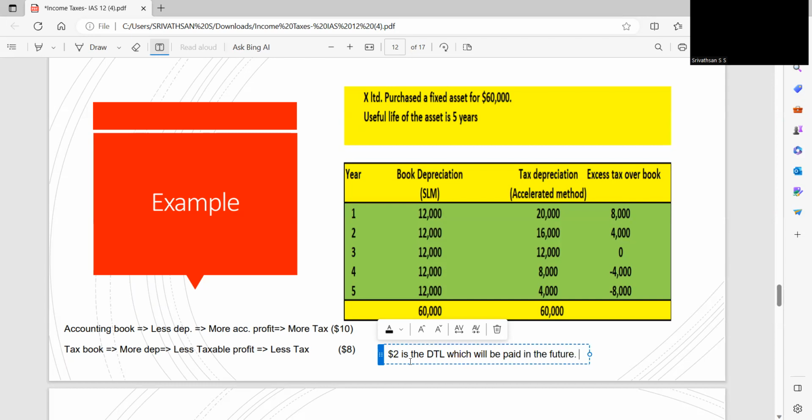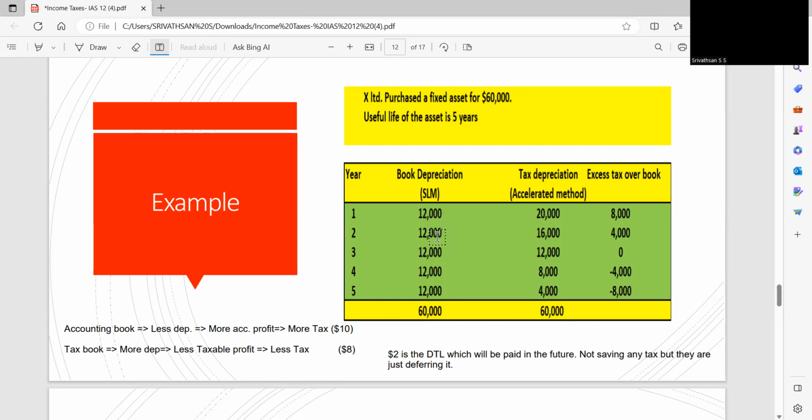It's a deferred tax liability because in future, X Limited will be liable to pay this $2. So there is an obligation for X Limited to pay this $2. So this $2 is a deferred tax liability. And here X Limited is not saving any tax, but they are just deferring it. Deferring it in the sense they are just pushing it towards the future. So this $2 will be paid in the future.